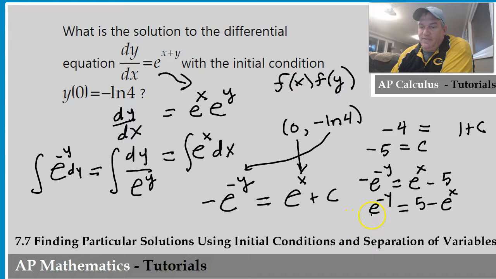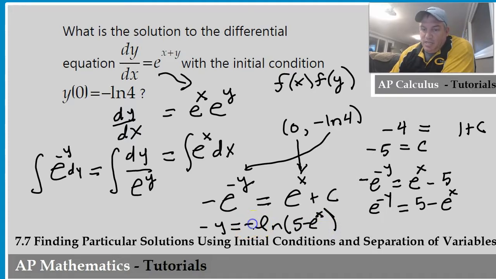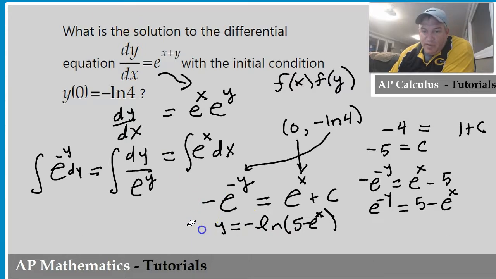When I natural log the left-hand side, I get just negative y. So I get negative y equals the natural log of 5 minus e to the x. And then we're almost done. We're going to negate both sides, and we get y equals negative natural log of 5 minus e to the x as my final answer.